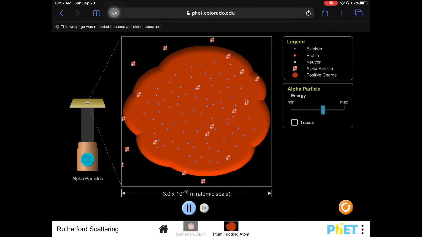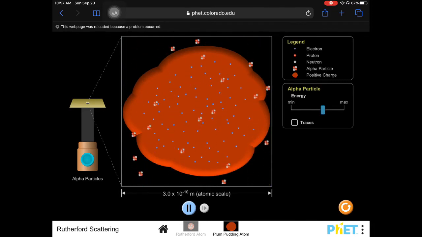It was like 1 atom thick, or I mean, it was probably more like 100 atoms thick. He shot them at this plum pudding model, and he expected the alpha particles to shoot straight through. He said it would have been like shooting a gun at tissue paper, and this is what he expected to find.